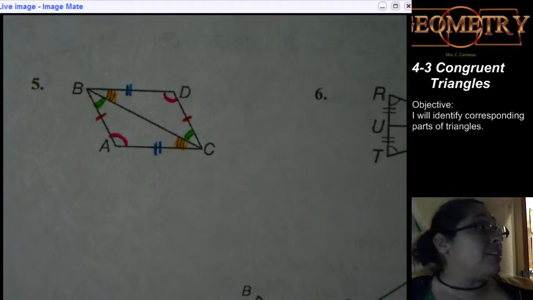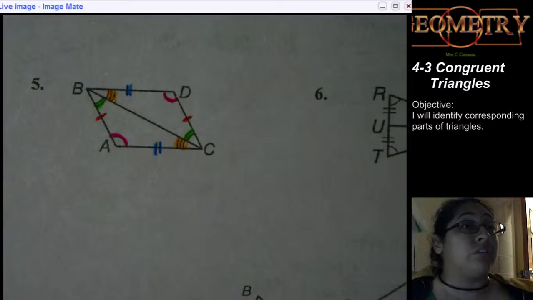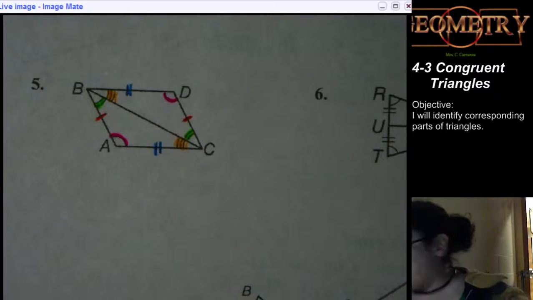How many more sides do we need? We need to show all 3 pairs of sides are congruent. We only have 2 pairs of sides, so we need 1 more pair of sides. Let's go find that 1 more pair of sides.